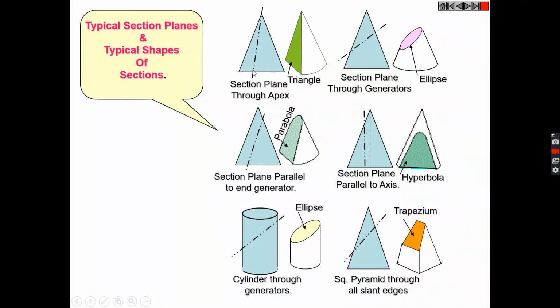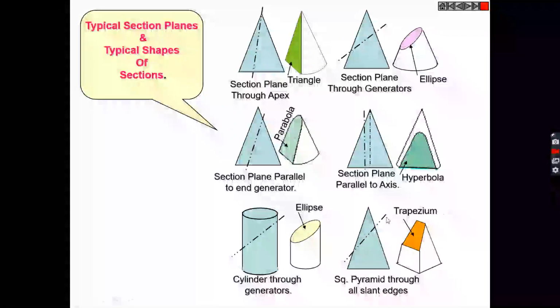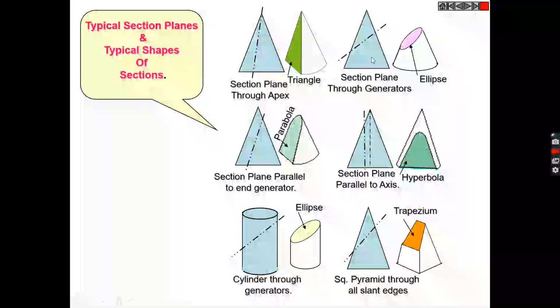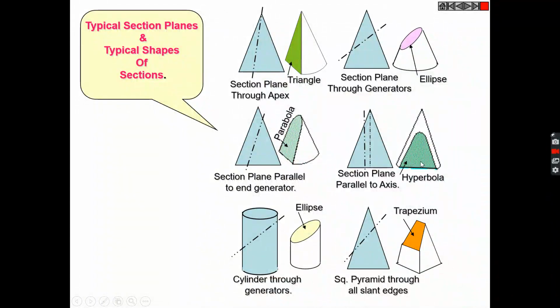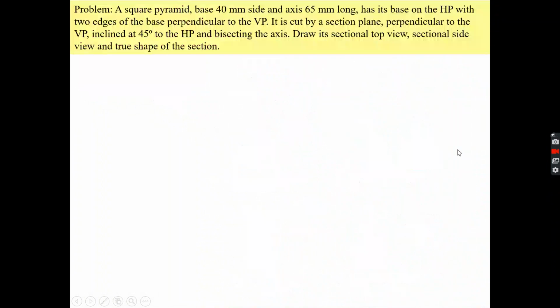Like this is your cone, we cut it from here, so it will look like a triangle. If we cut it like this, it will be an ellipse. This is a parabola, this is a hyperbola. From cutting the cylinder, we can get the ellipse, and this is your trapezium. So how we cut these, we already discussed in conic sections, right?